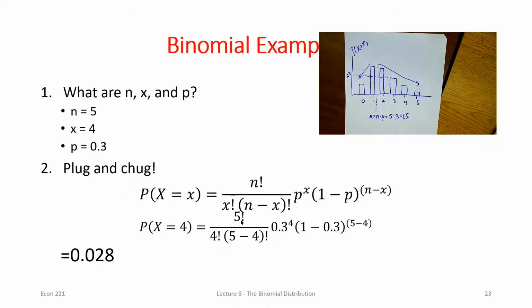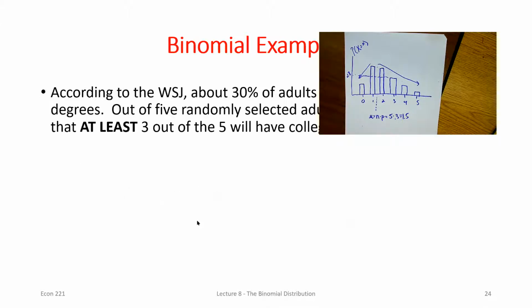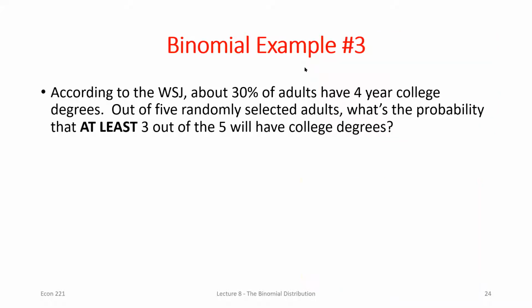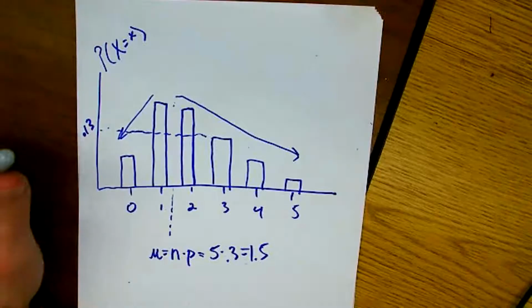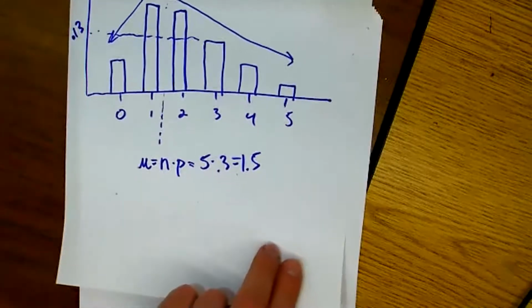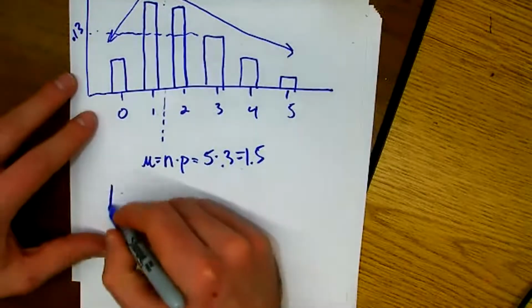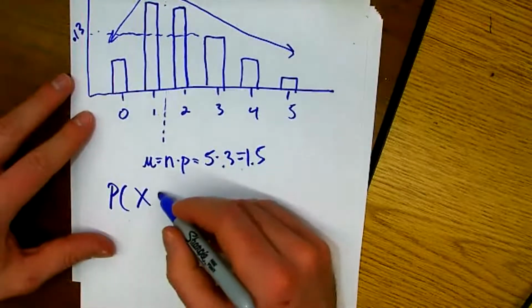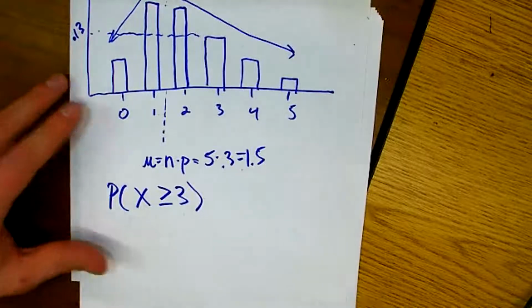So the next thing will push it even a little bit further. We've got the probability that x is equal to 3. We've got the probability that x is equal to 4 now. What if I wanted the probability x is at least 3? So what's the probability at least 3 out of the 5 will have a degree? We'll write down what we're looking for. I'll try to leave this up here because I think this will help us think about it. We want the probability that x is at least 3, so greater than or equal to 3.